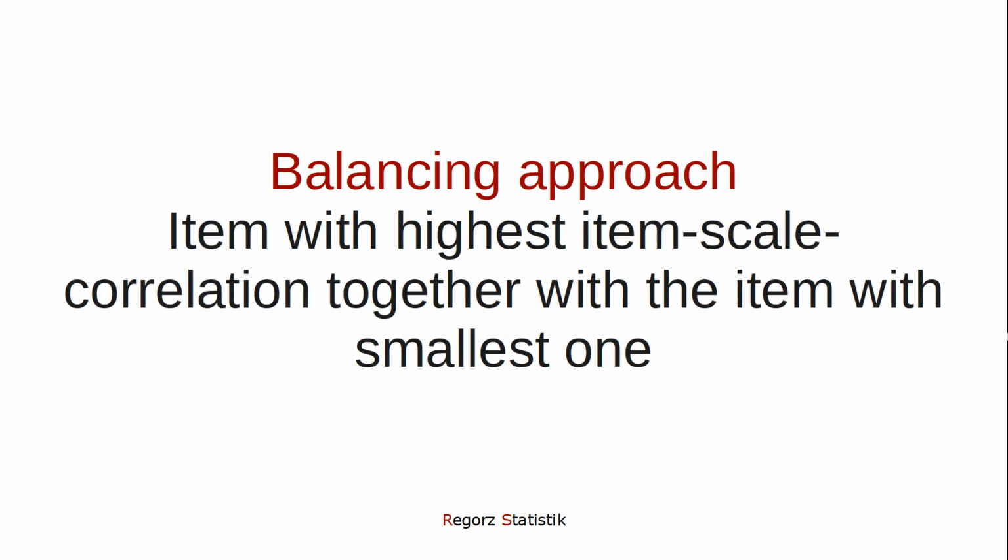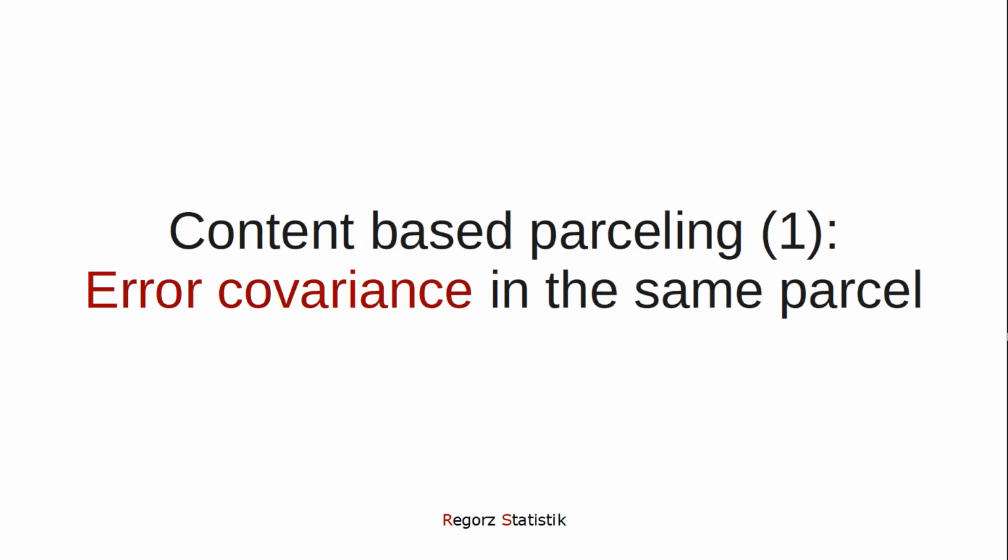Different parceling methods for unidimensional scales would be a balancing approach. Here you would put the item with the highest item scale correlation together with the item with the smallest one, and so on. Then there are content-based parceling schemes. Here you would put items that share an error covariance in the same parcel.